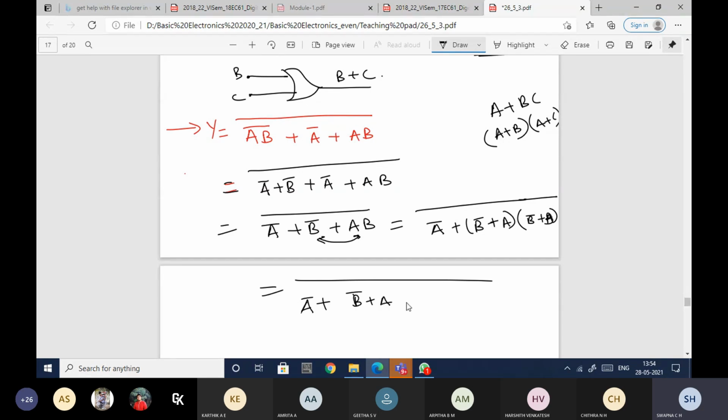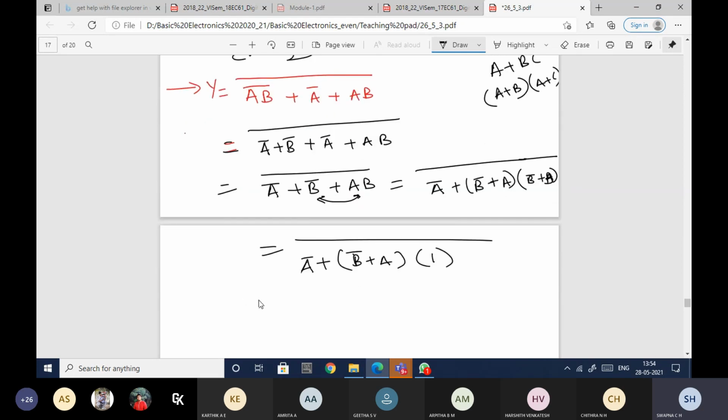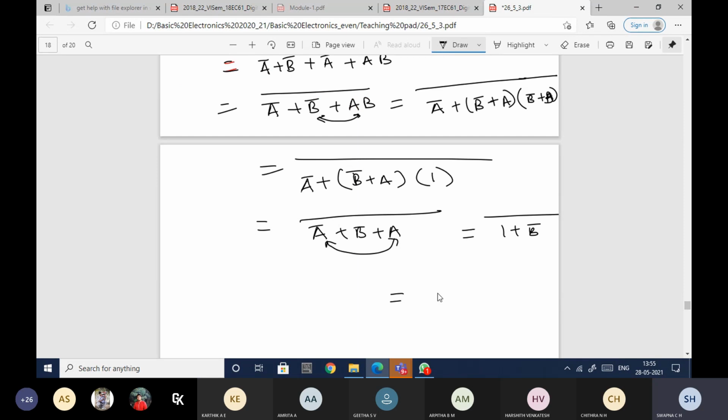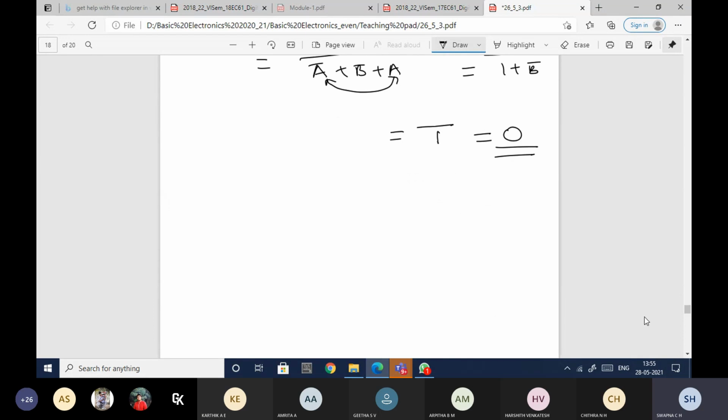What is B plus B bar? B plus B bar is 1. So this is equal to A bar plus B bar plus A, whole complement. But what is A plus A bar? A plus A bar is 1. So 1 plus B bar. So 1 OR with anything will be equal to 1 only. So 1 complement will be equal to 0. Hope this is clear to you. Yes, ma'am. Anybody has doubts here? No, ma'am. Okay, fine. I'll go with the next problem.